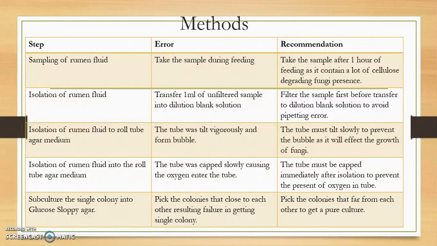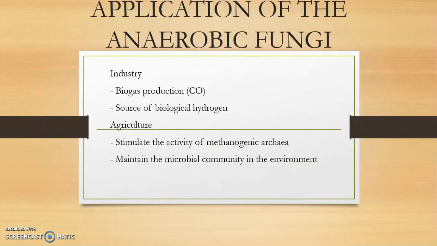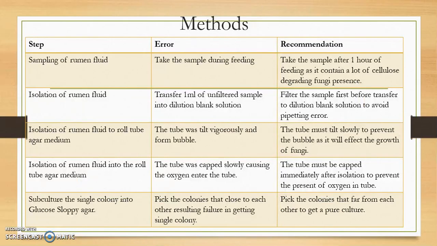Next is the absorption of the rumen fluid into the roll tube agar media. Most of us, the agar became pink instead of yellowish or colorless. So the recommended step is that the tube must be kept immediately after the isolation. Next is subculturing the single colony into the glucose sloppy agar.